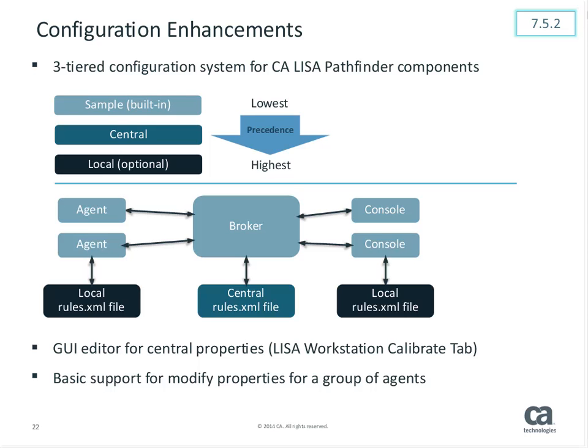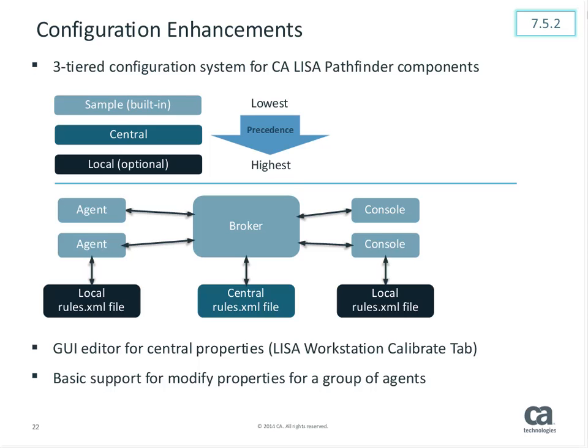Now the other thing we did was we created this central configuration file that's managed through the broker. And this central component is distributed to all the agents and the consoles when they first connect to the broker. So it's a way to overwrite the sample or built-in configurations. And the central settings can be edited by a GUI in a LISA Workstation Calibrate tab.